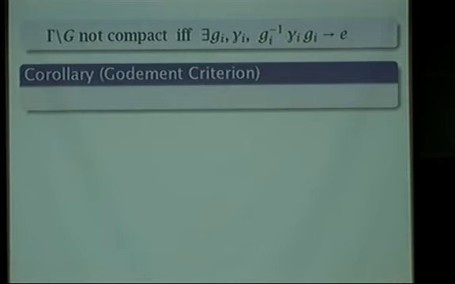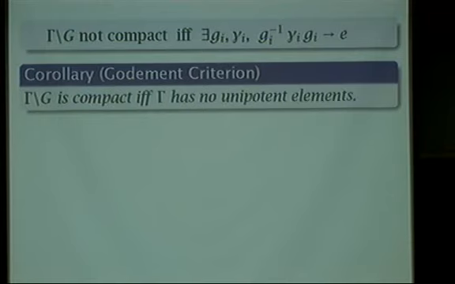So I'm going to rephrase this condition. I'll give a condition for saying that G mod gamma is compact. If you want to check whether G mod gamma is compact, this condition says to make sure there are no g's and no gammas that have this property. Here's an easier thing to know: G mod gamma is compact if and only if gamma has no unipotent elements.